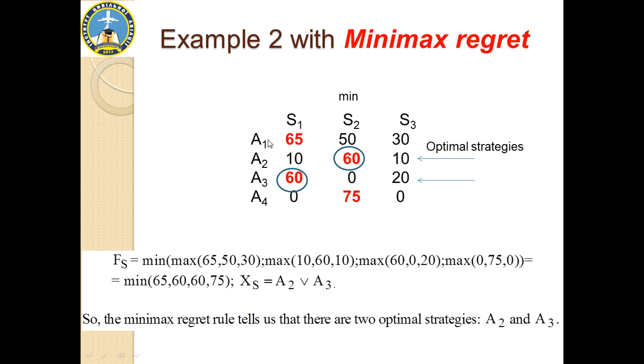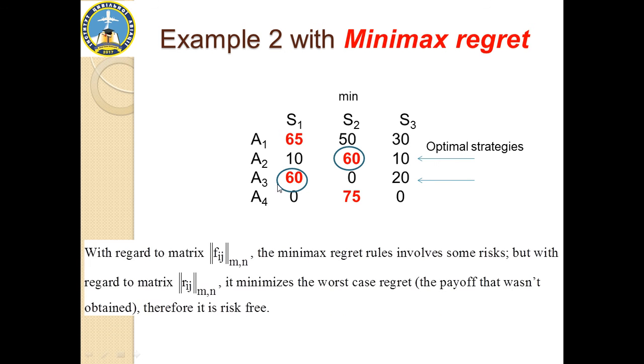With regard to the payoff matrix, the minimax regret rule involves some risks. But with regard to the matrix of regrets, it minimizes the worst case regret, the payoff that wasn't obtained. Therefore, it's risk-free. So this approach, this rule, lies somewhere in between risk aversion and risk taking. So it's a more balanced approach. There are some other approaches, but we won't consider them.